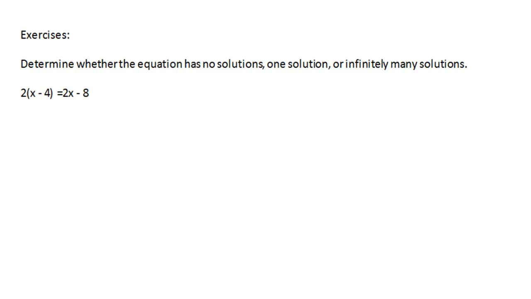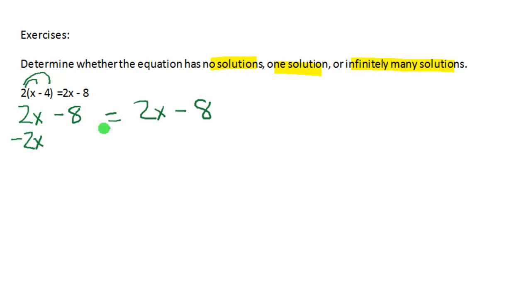Okay, so let's try this with this next example. We're going to determine whether the equation has no solutions, one solution, or infinitely many solutions. And we're going to distribute on the left. That's a 2x minus 8 equals 2x minus 8. If we were solving this to get the x's together, we would subtract 2x from both sides. So let's just do that so that you can see what happens.